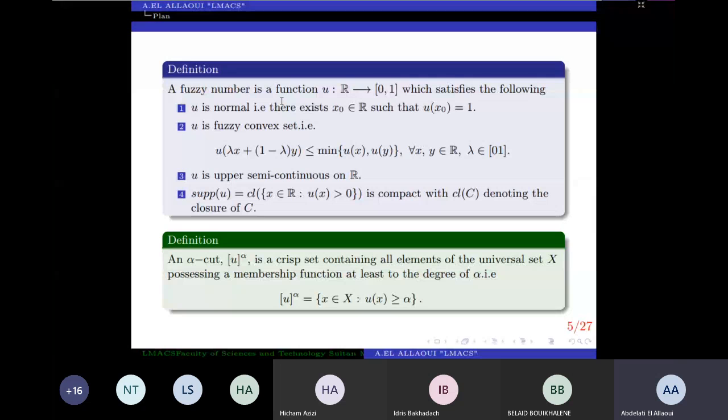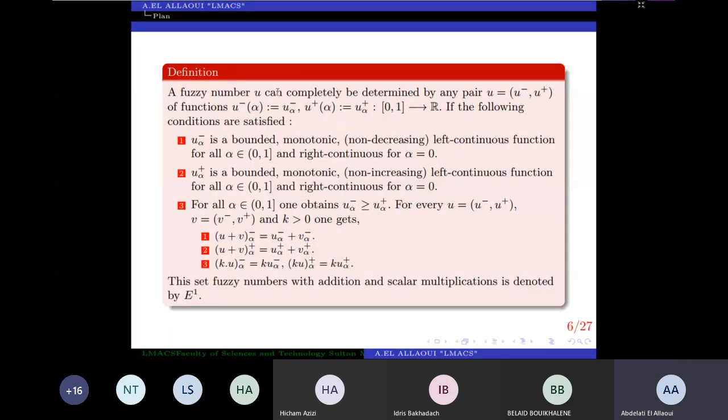It is a fuzzy set defined on R, and its membership function satisfies the following properties. It is normal, fuzzy convex, upper semi-continuous, and the support is compact. And we define here the following classical sets called alpha cuts or alpha levels for a fuzzy number U.